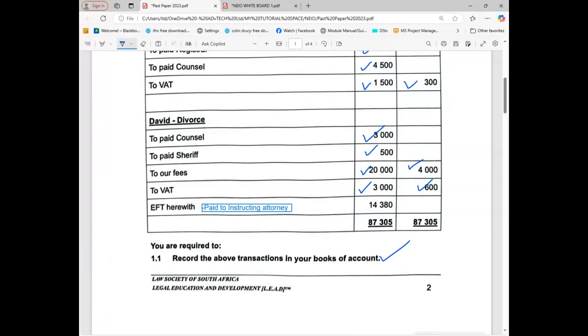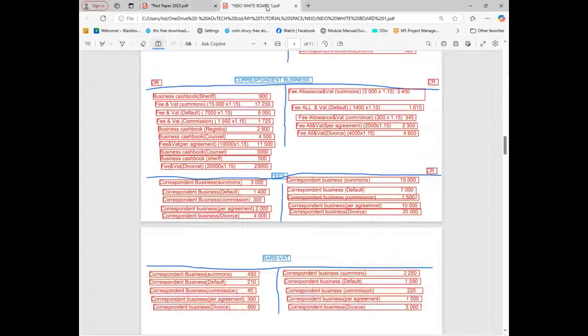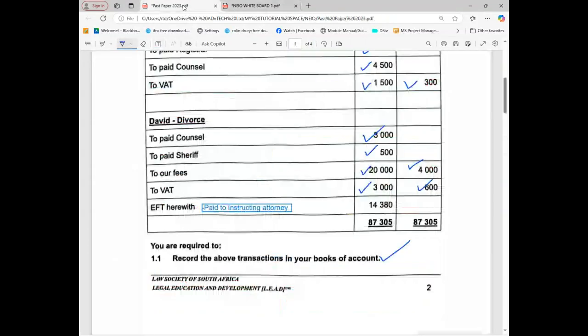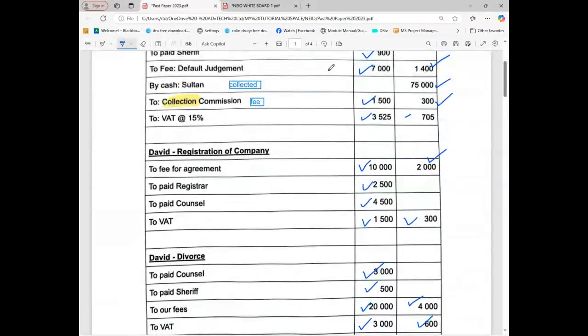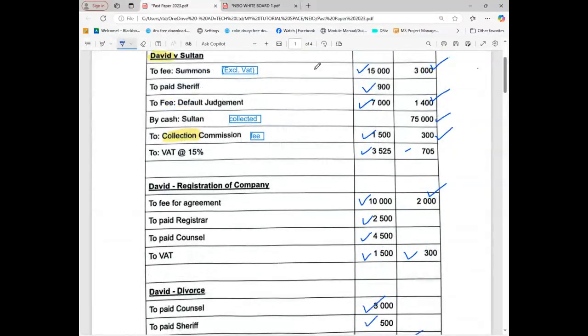Okay, I think what needs to happen, we need to add up the correspondence amounts here. So for the first matter, the David's first one here, we need to add 3,000, the 1,400, and the 300 rand. I think maybe that's what needs to be done. Why are we doing that? To maybe calculate how much needs to be transferred.